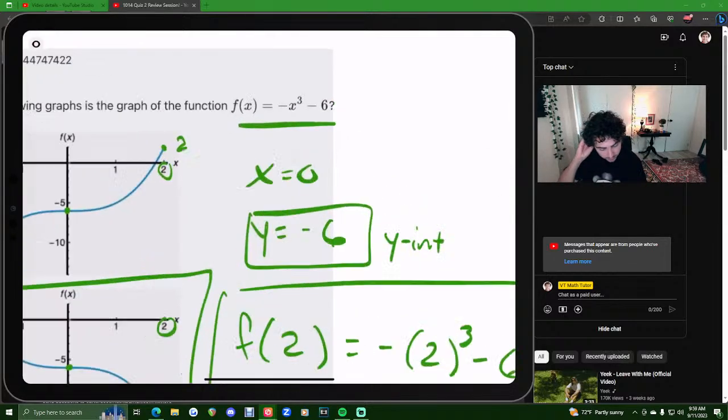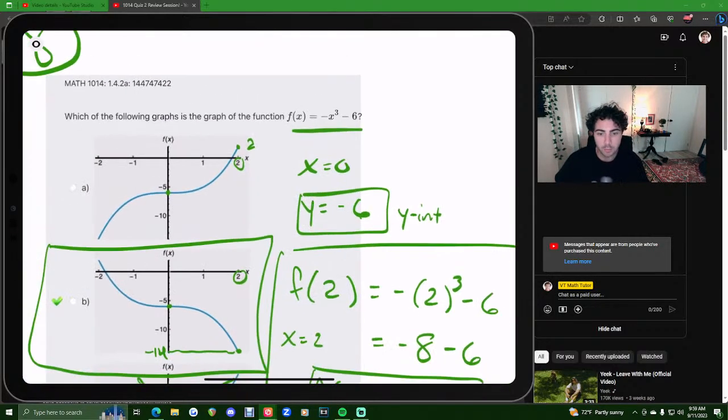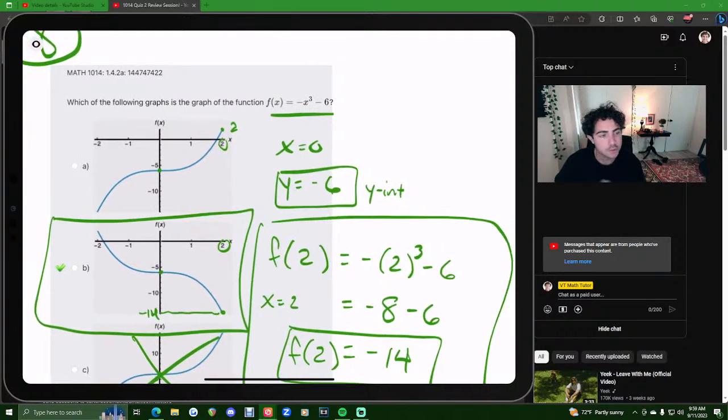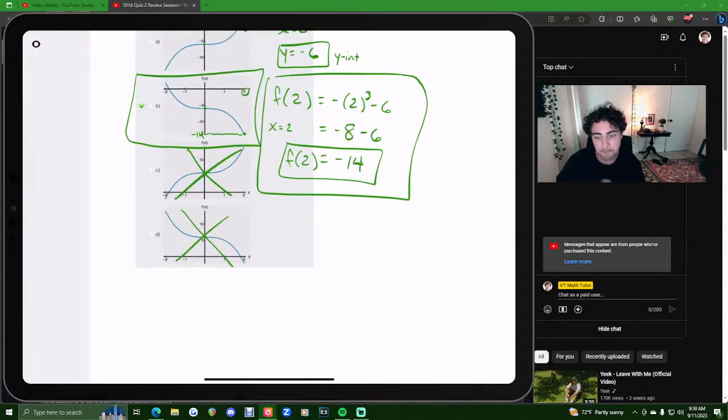Again, the y-intercept thing is helpful in general, if you just want to know that. But I think just doing the plug-in 2 method is probably most efficient. It'll get you the answer every time right away. So, yeah.